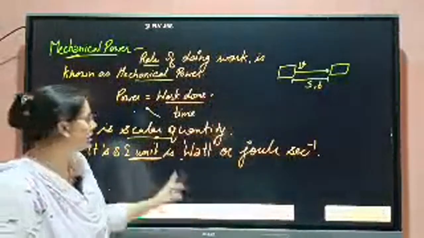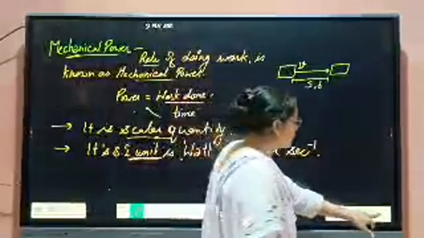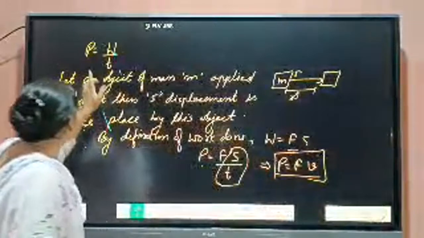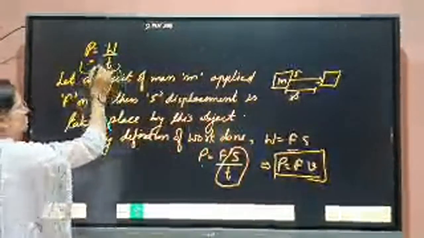What is its SI unit? It is the watt, joule per second. Okay, so next, power. We can write work done per unit time, that is the formula of mechanical power.